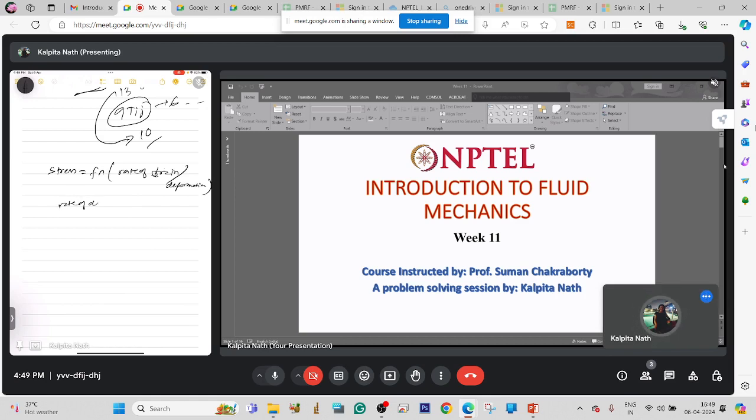So rate of deformation del ui del xj is equal to half (del ui del xj plus del uj del xi) plus half (del ui del xj minus del uj del xi), which we have already started in fluid kinematics. The first one is the rate of deformation, the second one is the rotation. So the rotation will not contribute to the stress; deformation will give rise to stress.